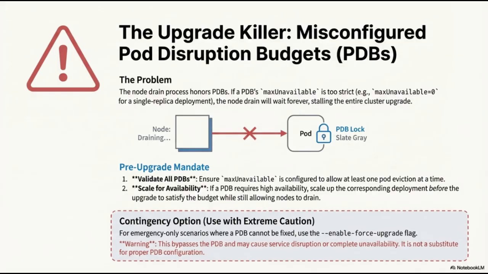Finally, there is a break glass contingency, the enable force upgrade flag. This should be used with extreme caution. It bypasses PDBs entirely, which can lead to service disruptions or complete downtime. It is strictly an emergency measure and never a substitute for correct PDB configuration.